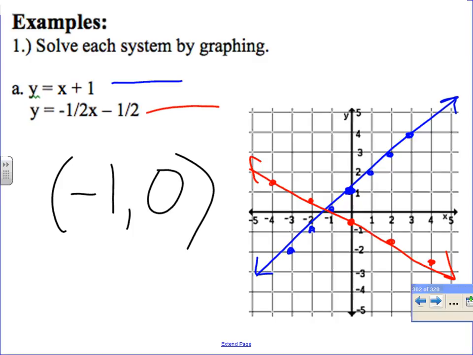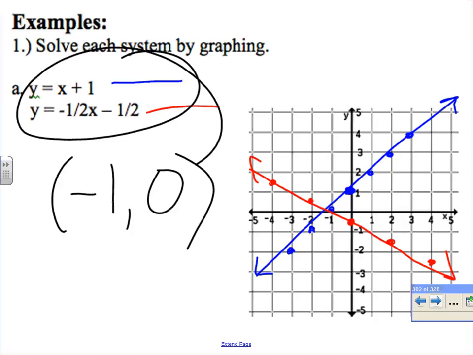Nope, nope. How could you check it if you didn't have a calculator and you don't have a roller? Grace? Awesome. You could plug this ordered pair into both of those equations, and you'll find it's true for both. For example, on the first one, when you plug negative 1 in for x, negative 1 plus 1 is 0. If you plug it in for the second one, negative 1 times negative 1/2 is 1/2. 1/2 minus 1/2 is 0. So it's true for both. You know it's right. Nathan S.